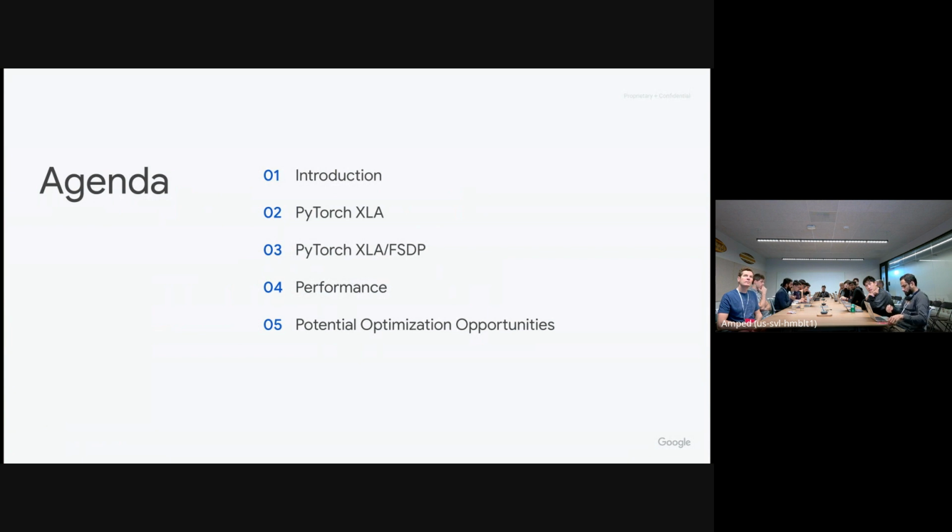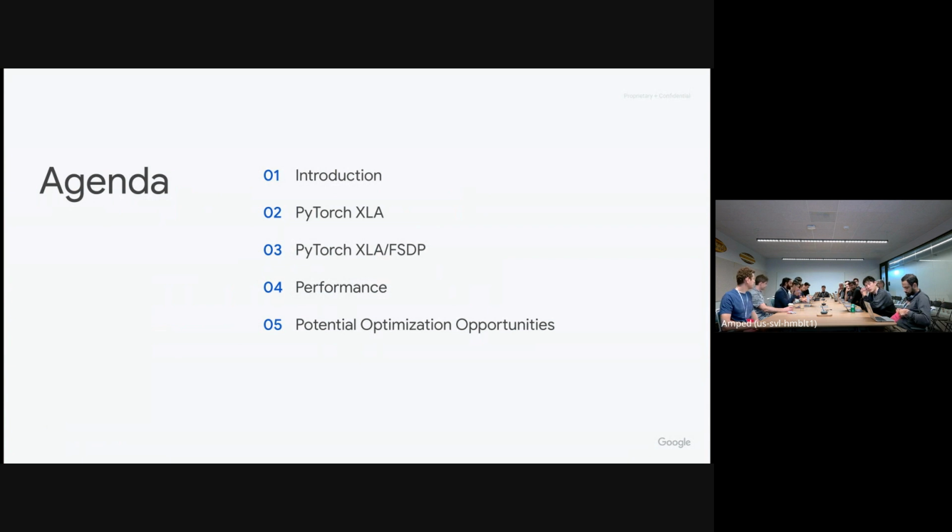XLA FSDP, and also SPMD, has been the work of many great people within and also outside Google. Particularly, XLA FSDP was one of the contributions from a friend of mine from Meta AI. He's not here. My goal originally was for him to do the talk, but he said that he was not able to make it, so I decided to do it myself.